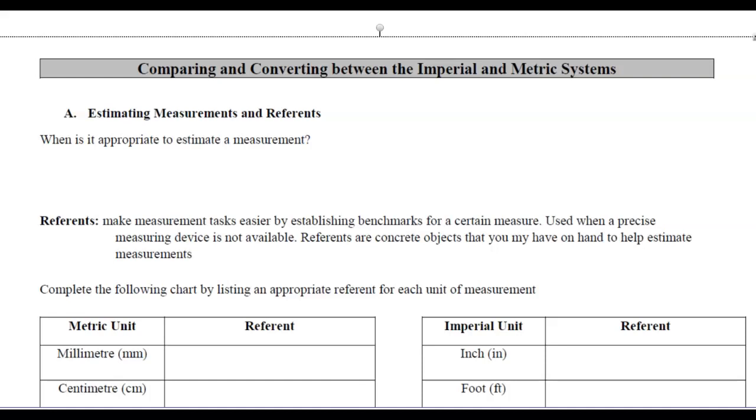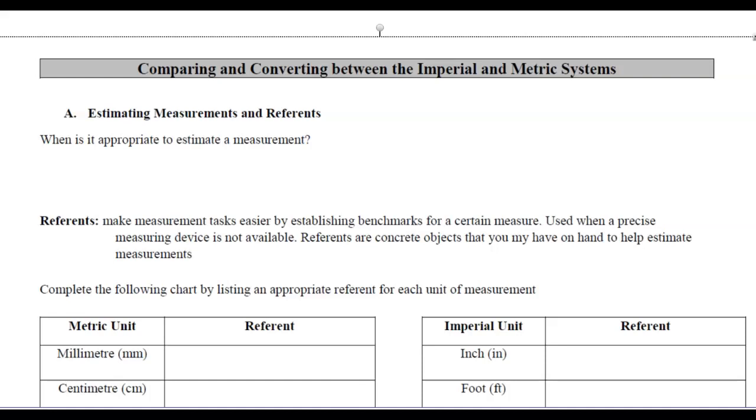So think about, first of all, when is it appropriate to estimate a measurement? When do you think you might estimate it rather than actually accurately measuring it? If it's not exact, if it's irrational. Well, true, if it's irrational. Basically, if you don't need to know the exact value, right?